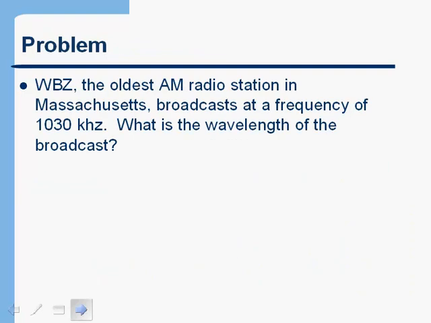Let's do a problem using the electromagnetic wave equation. WBZ, the oldest AM radio station in Massachusetts, broadcasts at a frequency of 1030 kilohertz. What is the wavelength of the broadcast? So we know that the electromagnetic wave equation is c is equal to lambda times the frequency, or frequency times lambda. It doesn't matter which way you write it.